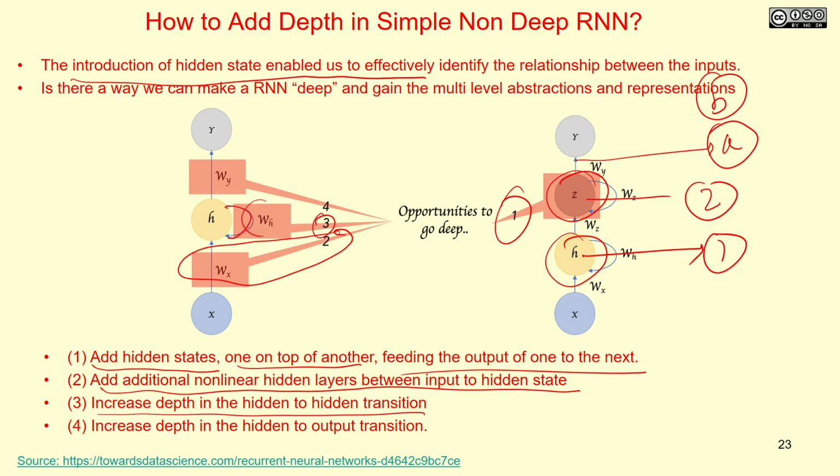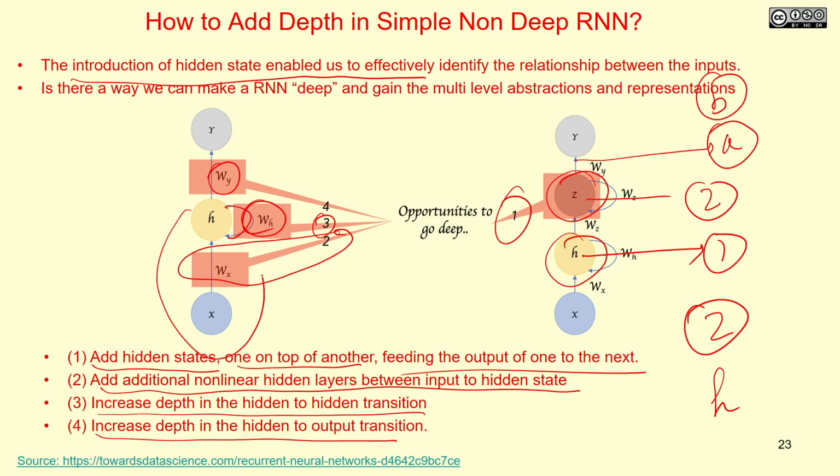So, there is a loop, right. Here you can add hidden to hidden transition WH, or you can increase the depth from hidden to output transition WY. So, first, I already have H, that is a hidden layer, and I can add another hidden layer over it. I have a connection between input and output, I can add a transition there, or between the hidden layers, or between input and output. In that way you can keep increasing the depth from a simple recurrent neural network to a deep recurrent neural network.